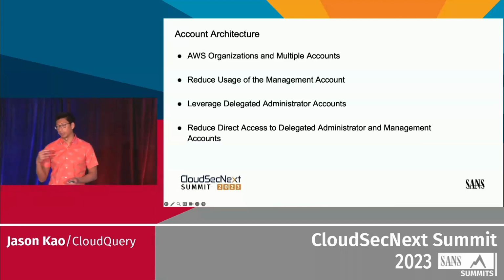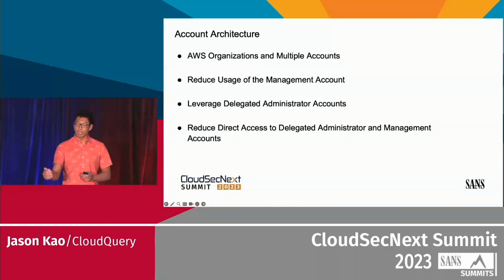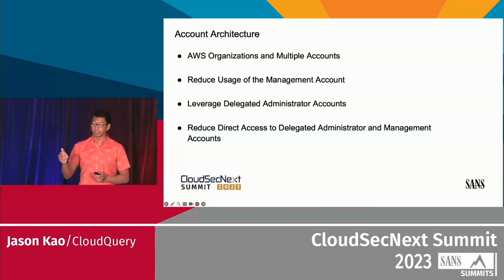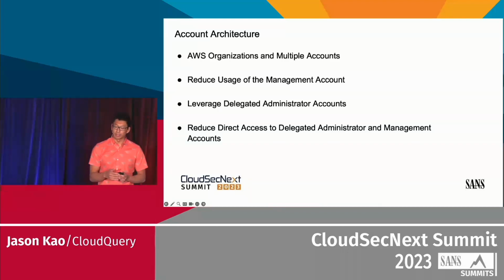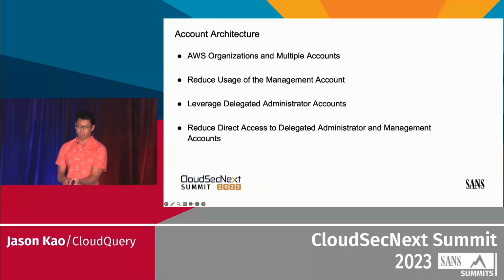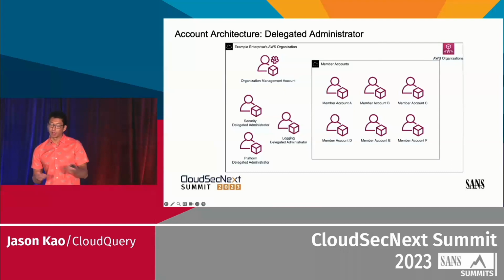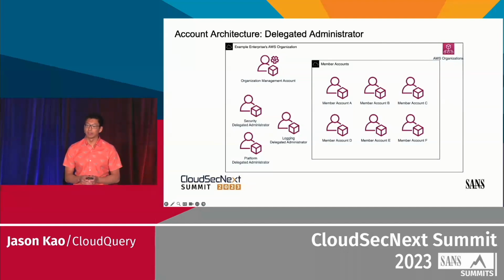Across this, we want to look at a few things, including AWS Organizations and multiple accounts. We want to reduce the usage of the management account, which also includes using delegated admin. We want to leverage delegated admin accounts, and again, reduce direct access to the DA accounts and management accounts as well. An example architecture, with a very limited set of accounts, is here.